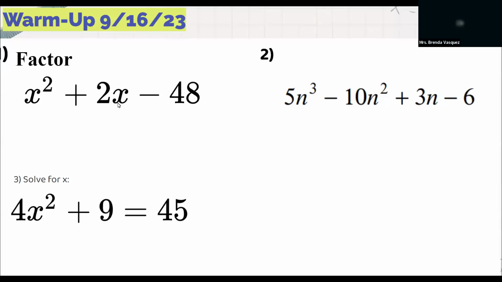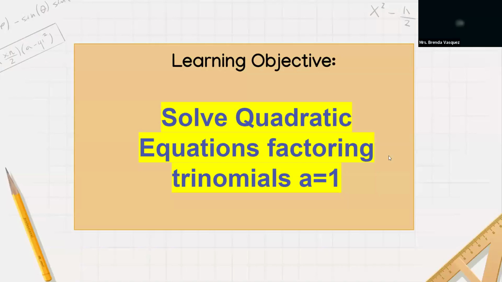Alright, so let's go ahead and move on. We're going to solve quadratic equations. We're going to use our factoring method, and we're going to be given trinomials, equations with 3 terms, where our leading coefficient is equal to 1. So this is our second method.